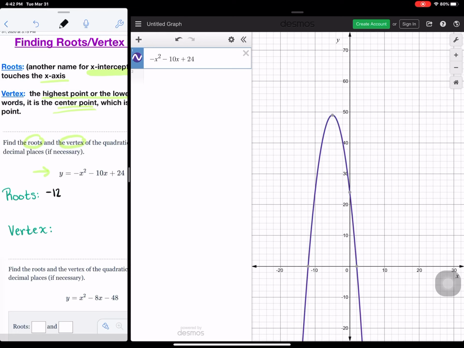Now my vertex, this one has a high point, so that means the highest will be a maximum point. My vertex, if I tap on it, is at negative 5, 49. So I'm going to come back and write my vertex is negative 5, 49. You don't have to do this part, but it actually is a maximum. Now I'm going to go to the next equation.